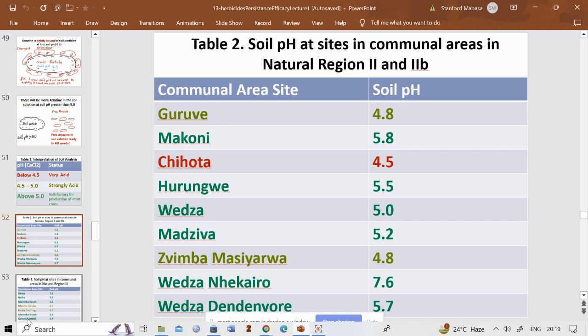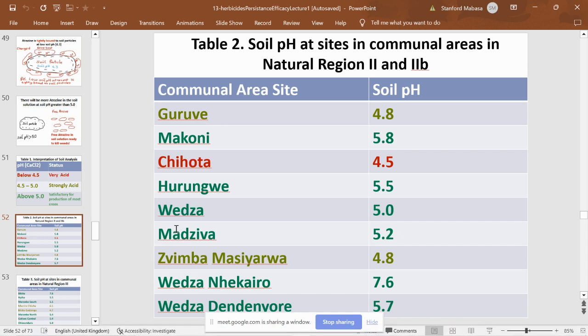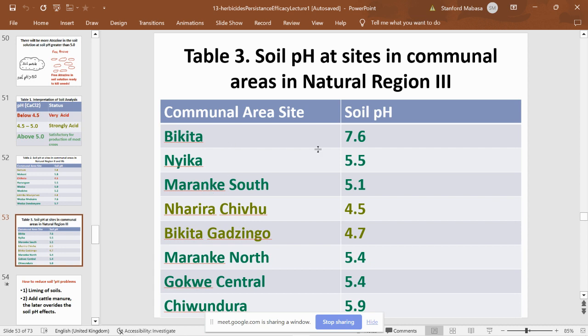But in some areas like Wedzane Cairo, where you have a pH of 7.6, this is quite ideal for herbicide, for atrazine activity. Bikita 7.6, again, very good soil pH. Chivu 4.5, Narira, this is low soil pH, more or less similar to what we have in Chiota. But of course, the soil pH can be managed by putting in lime. I understand there has been a very big program to lime some of these soils. And the Pfumvudza package now contains sometimes lime so that farmers can put lime when they are growing the crop under the Pfumvudza scheme.